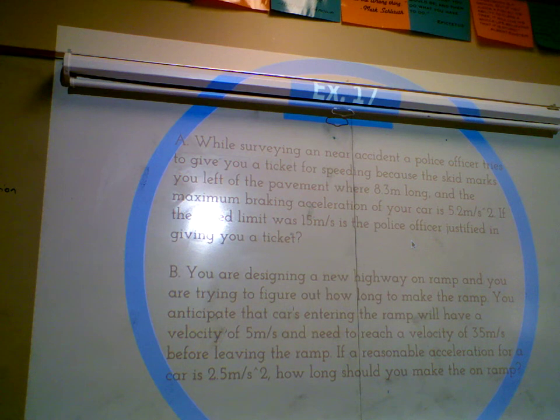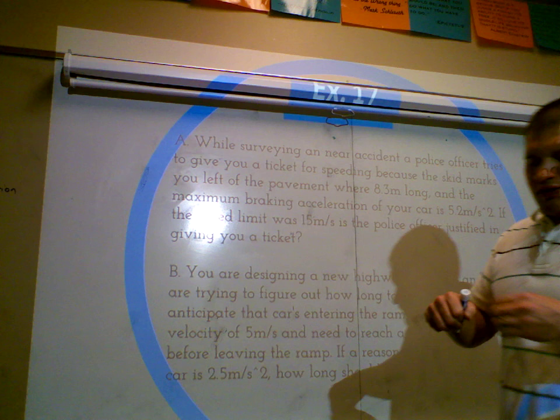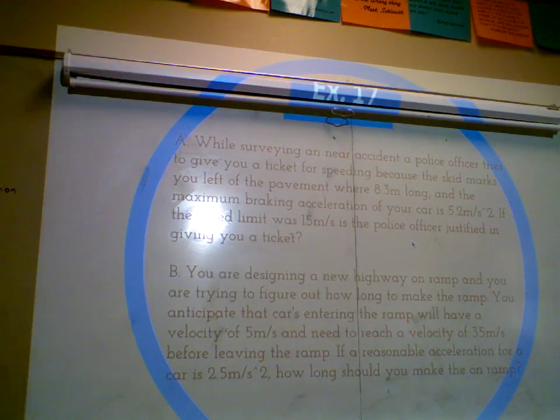So given the size of your car and the type of brakes, if the speed limit was 15 meters per second, is the police officer justified in giving you a ticket? Well, let's make a list of what we know. Was the police officer there? No. The police officer did not time the situation.